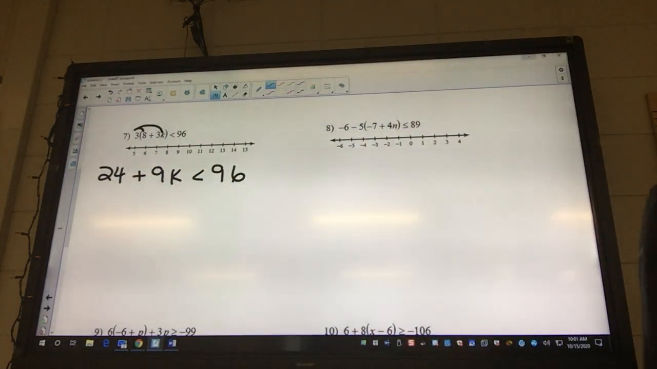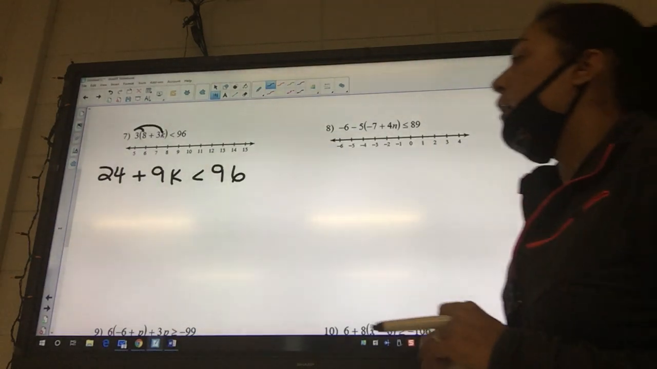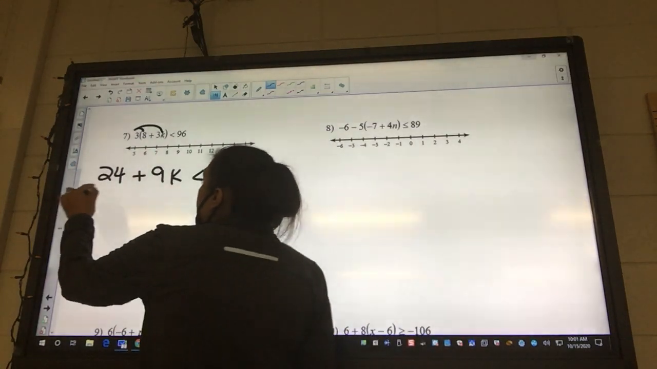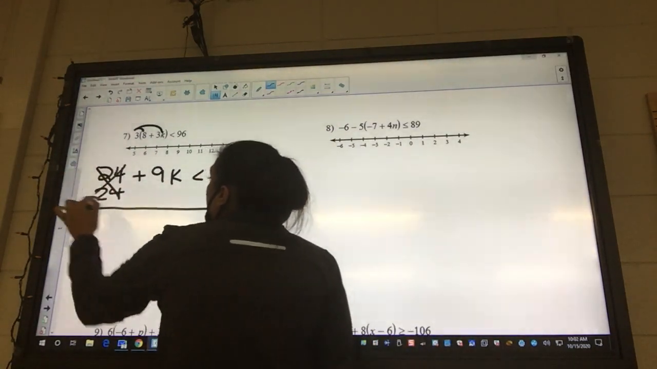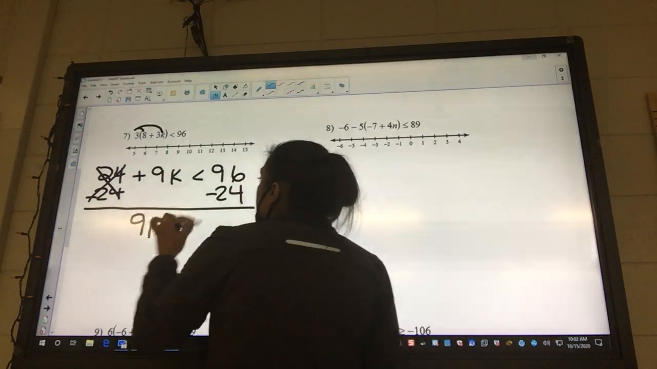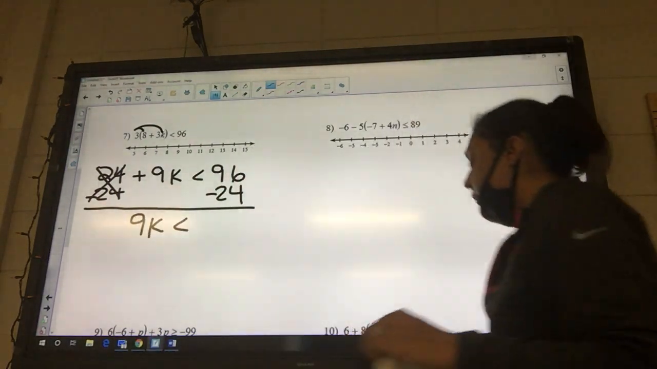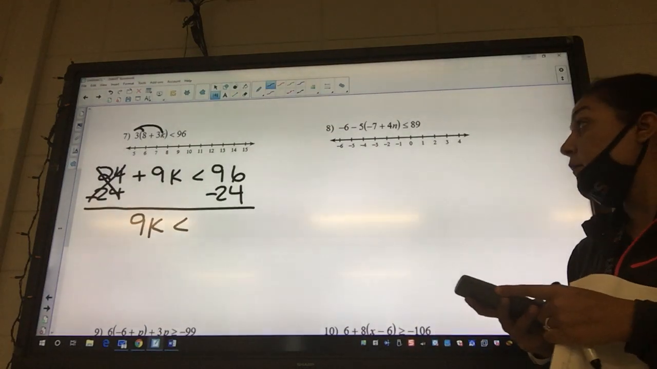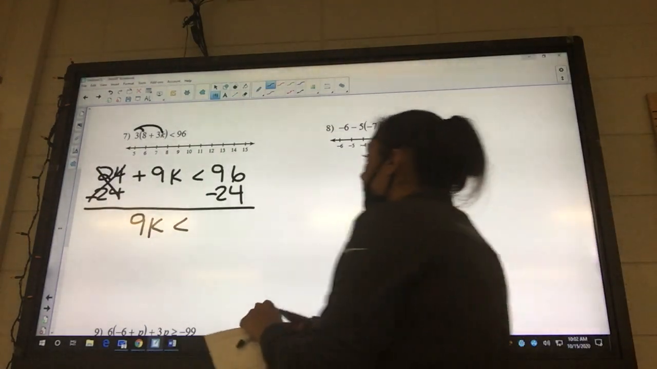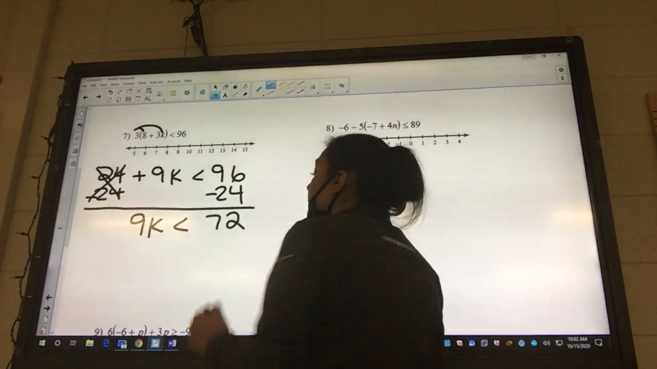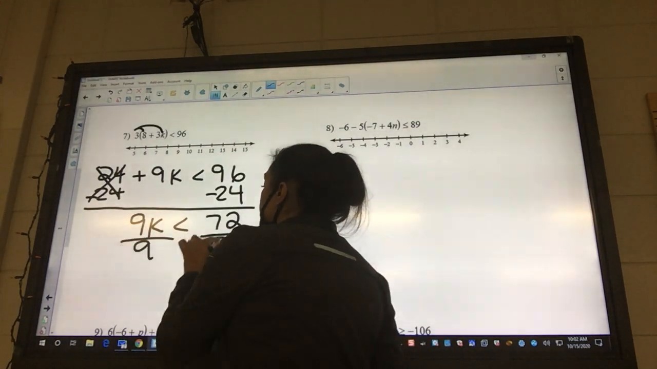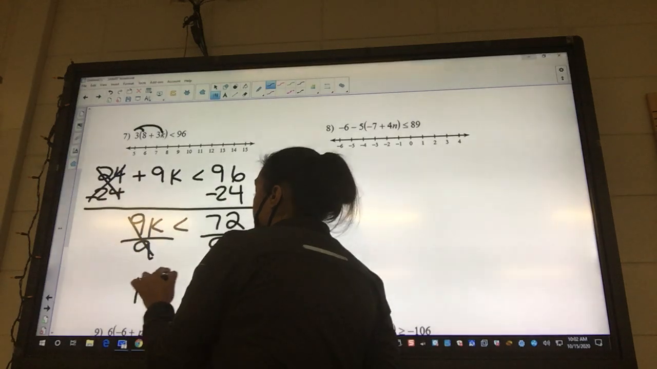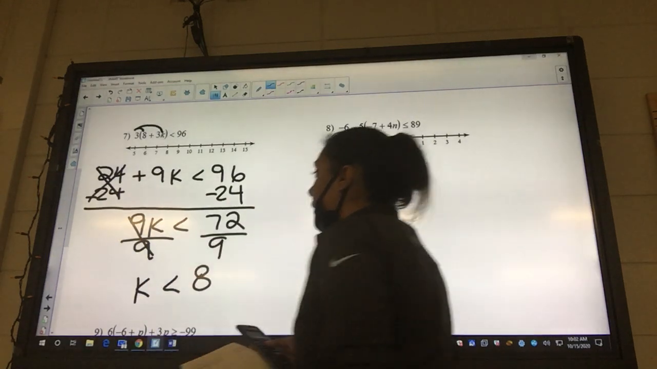Do we combine like terms? No, because there is none. Okay, minus 24. We're going to add or subtract the 24. So minus 24, minus 24. 9k is less than 72. And my last step is to divide. Do we need to flip? No. It's k less than 8.